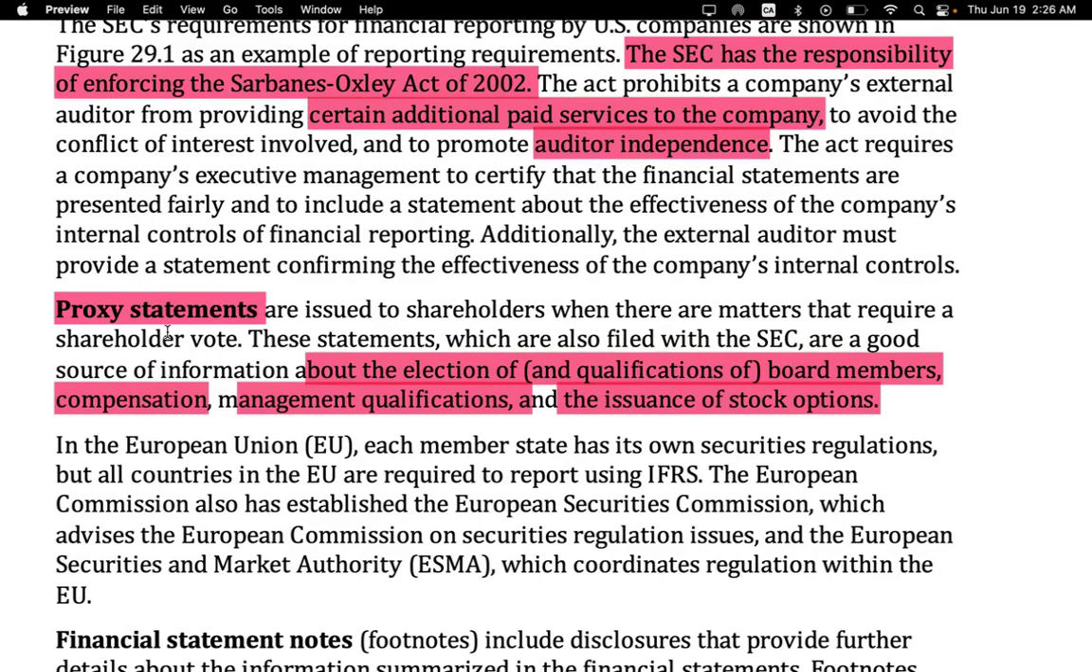So these proxy statements, which are given to shareholders, if you can't come to the meeting, okay, just tell us what you think, vote here. And in these statements, there's a lot of information we can find. We can find information about election qualification of board members, compensation, and management qualifications or issuance of stock options.